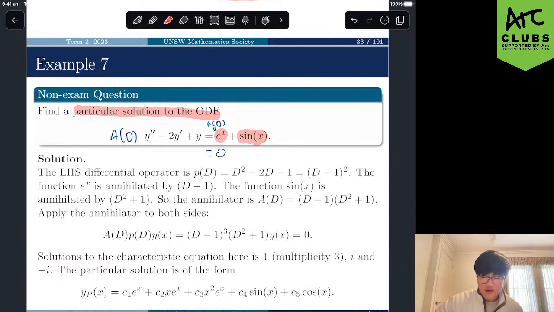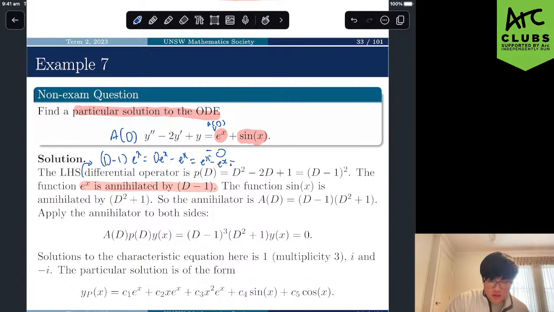So if we look at that, e to the x is annihilated by D minus 1. We can just double check that. D minus 1 of e to the x equals D e to the x minus e to the x, which equals e to the x minus itself, which is 0. And if we do the same thing for sine, it's annihilated by D squared plus 1. Once again, you can just check similarly to what we did above.